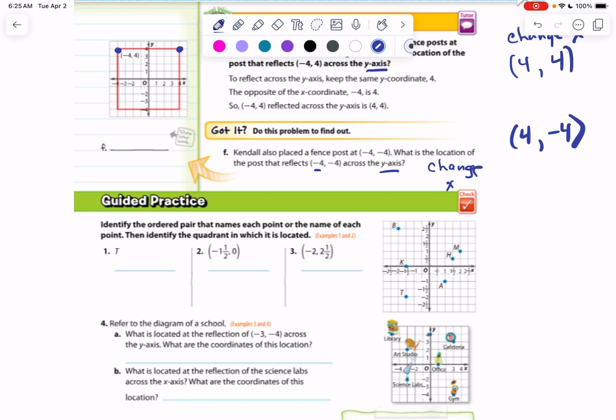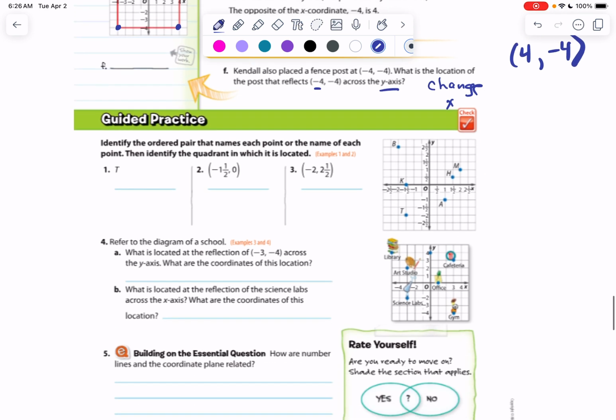Okay, let's see if we're right. Here is -4, -4. And +4, -4 would be right here. So we have our corner fence post in. I hope she put some in the middle, but it looks like she did. This is a little blurry, but maybe you can see better.